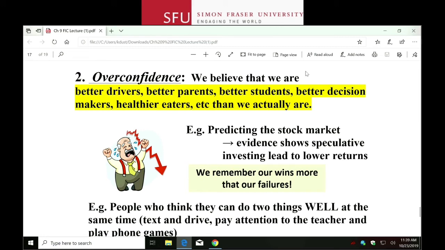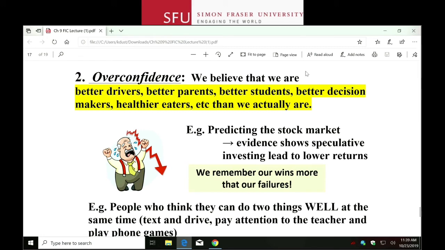Better students, next one, better students, right? So when you're a student, just like when you're driving a car and you think you're a better driver, you tend to think, yeah, I work really hard. I study a lot. Better than average, for sure. Better decision makers, healthier eaters. Anyway, in all these ways, what we think we're doing is not really actually what we're doing.